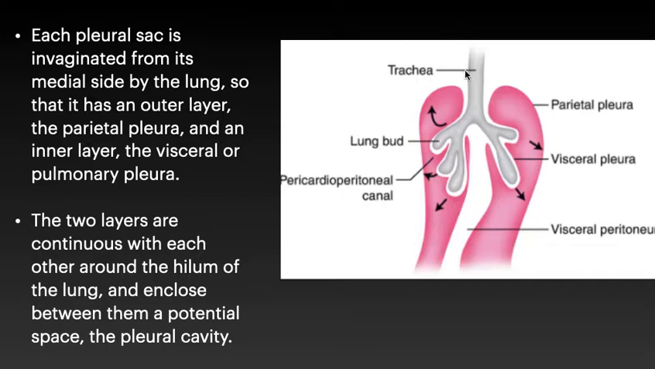Each pleural sac is invaginated on its medial side by the lung so that it has an outer parietal layer and an inner layer, the visceral or the pulmonary pleura. The two layers are continuous with each other around the hilum of the lung and enclose between them a potential space called the pleural cavity.